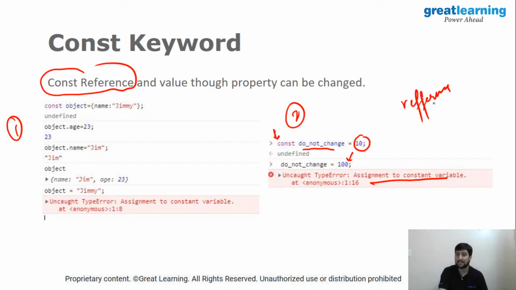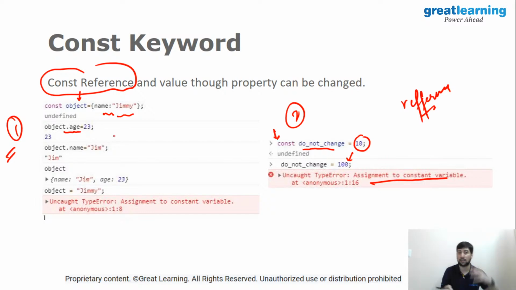So here the reference is changing. But if I'm talking about this first case, I created an object, and in that I have a property named name, and the value associated with it is Jimmy. Now if I'm trying to insert one more property, I'm not changing the reference. This is a tricky part. I'm not changing the reference here. I'm just adding one more property, which is age.